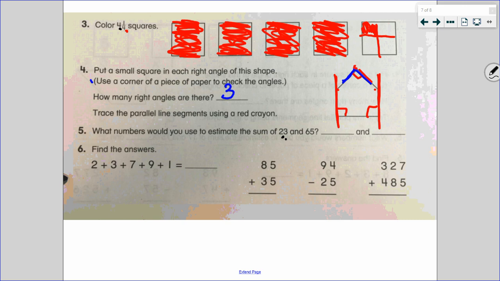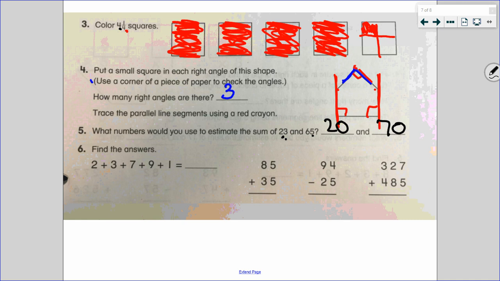Number 5, what numbers would you use to estimate the sum of 23 and 65? Well, if I'm rounding the number 23, I know that I'm going to round down because it ends in a 3, so that would be 20. And 65, I have a 5 in the ones place, which means I'm going to round up to the nearest 10, and that would be 70. So you would use 20 and 70 if you wanted to find an estimate, or a good guess, of the answer, the sum, when you add those together.